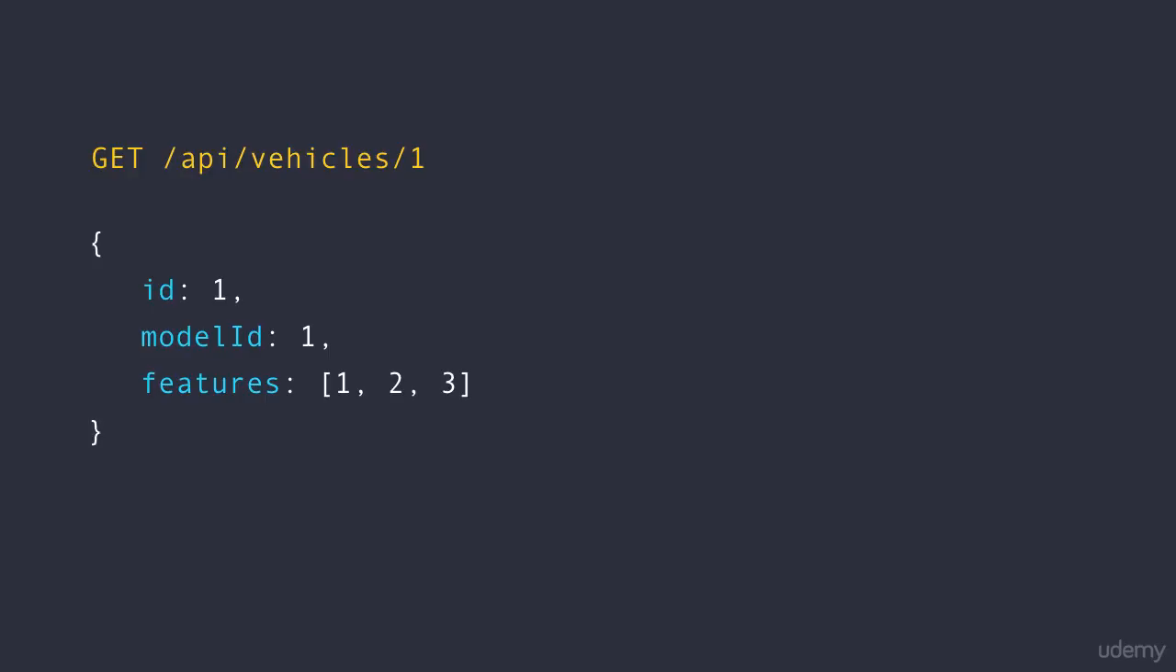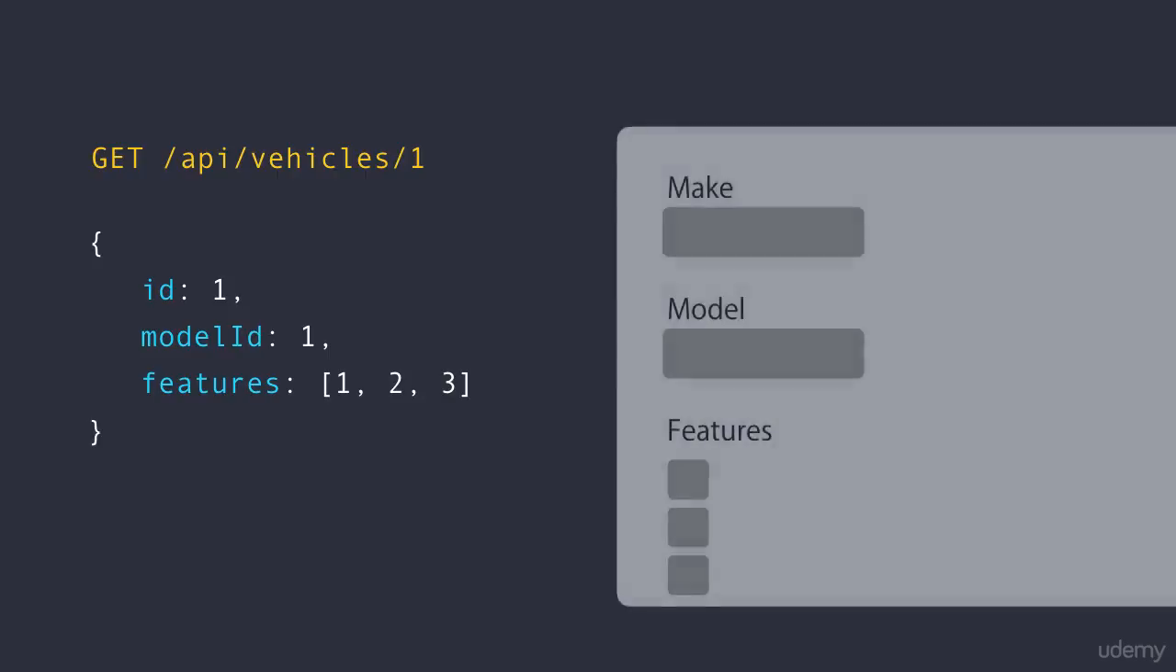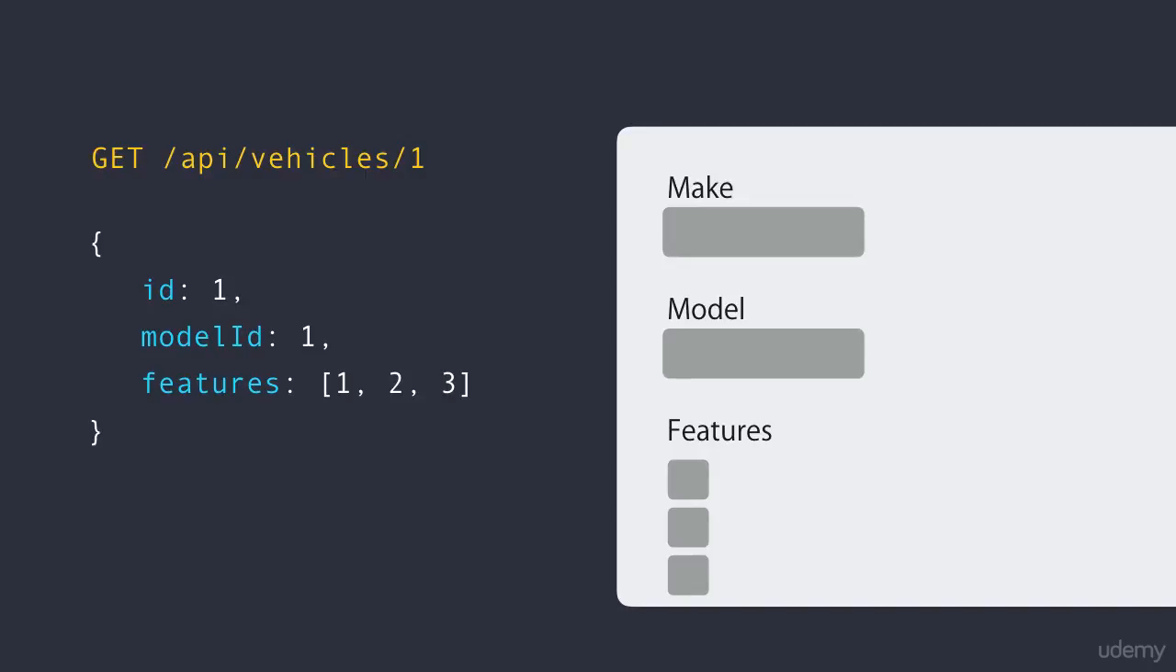So this is the structure of our vehicle resource object. Now for simplicity, I've excluded some of the properties that we're not going to talk about in this lecture. Now this structure works perfectly fine when we want to edit a vehicle. So in our vehicle edit form, we call our API, get the makes, models, and features. And since we have their IDs here, we can easily select the vehicle's model in the drop-down list and also select the checkboxes for its features.